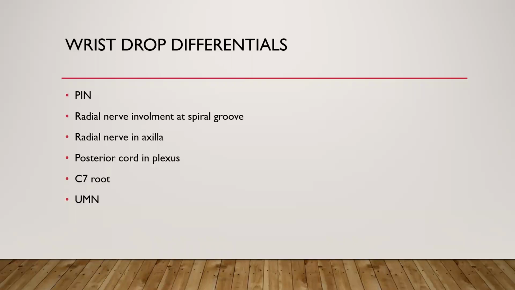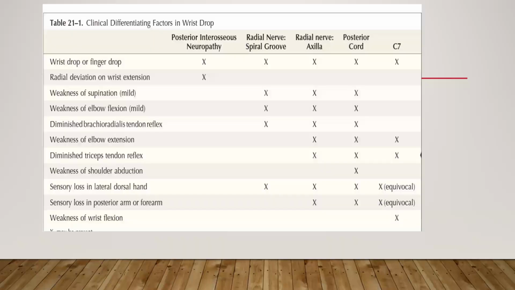Posterior cord means, as we all discussed, deltoid will be involved. Latissimus dorsi will be involved. With a C7 root, the paraspinal muscles will be involved. So this is the way to differentiate.